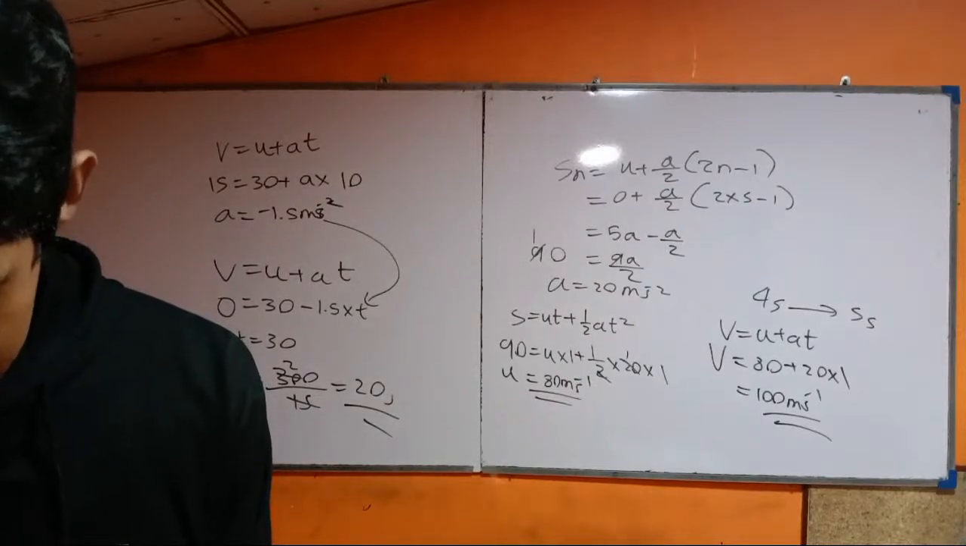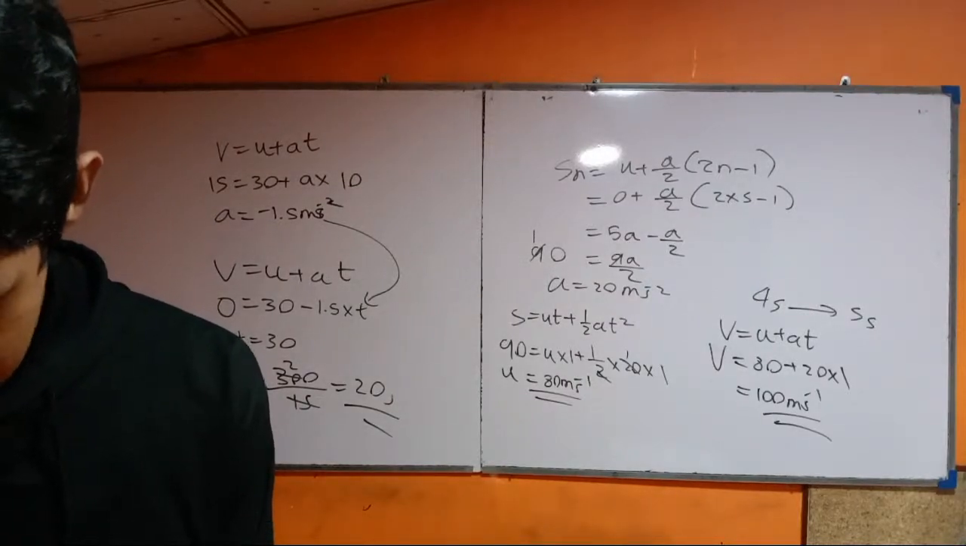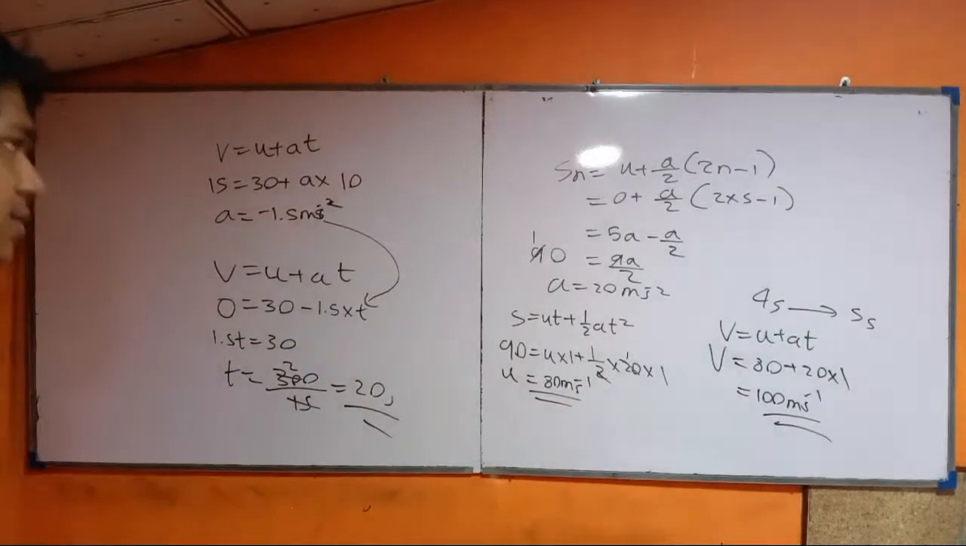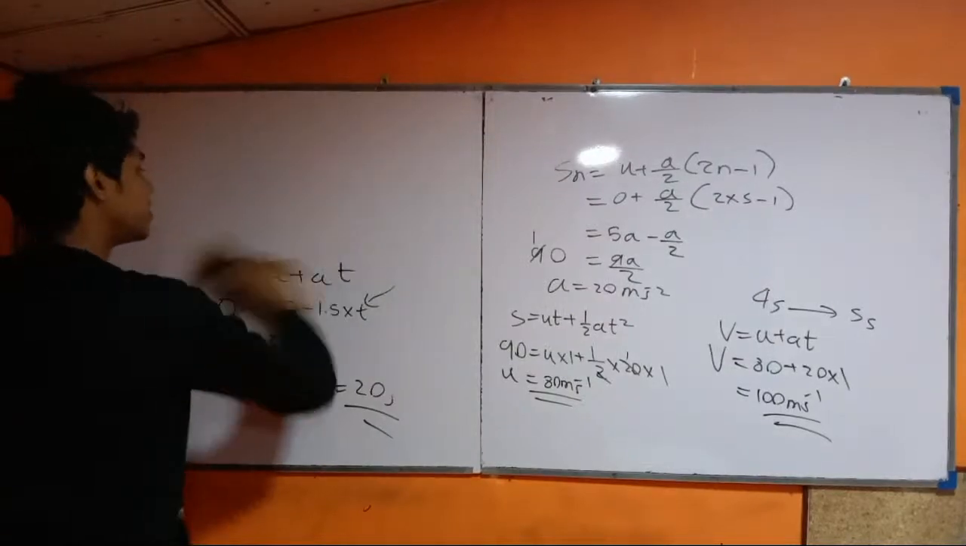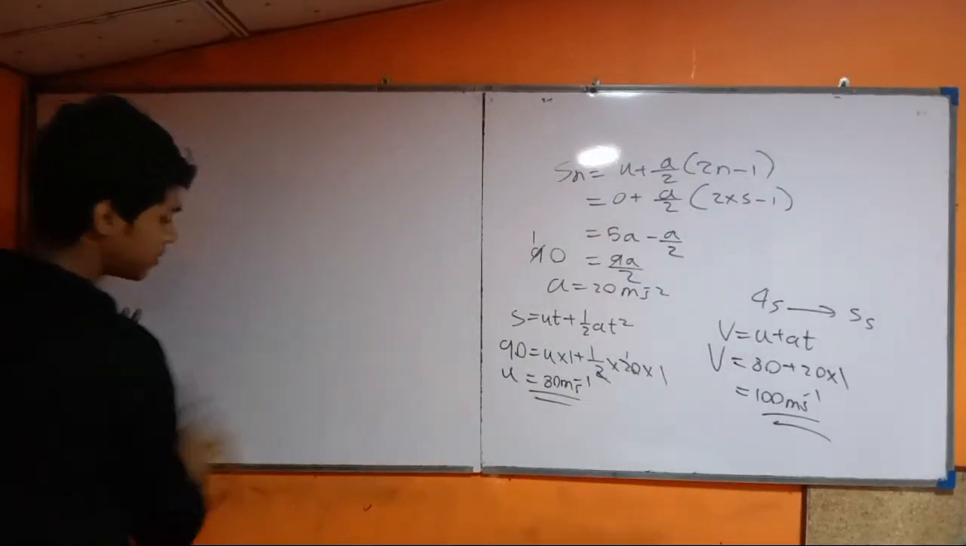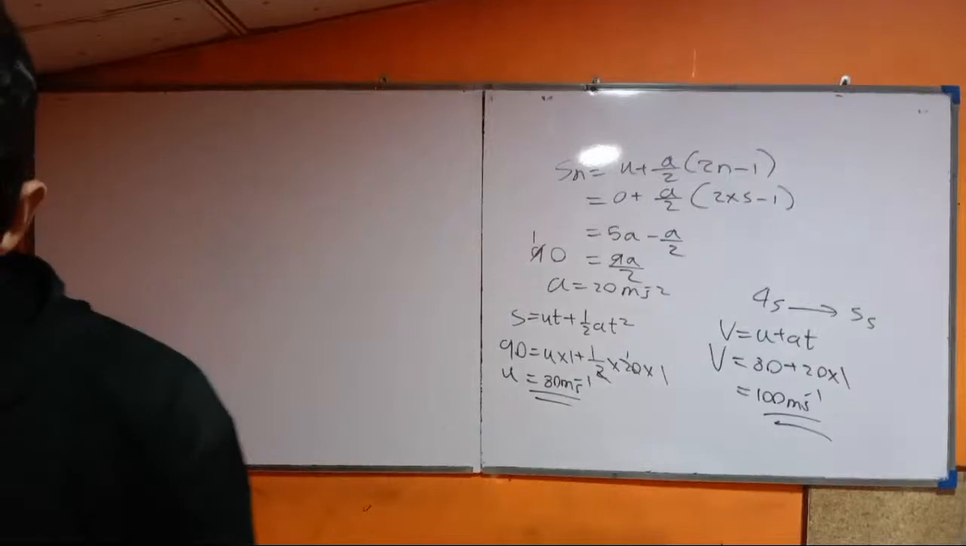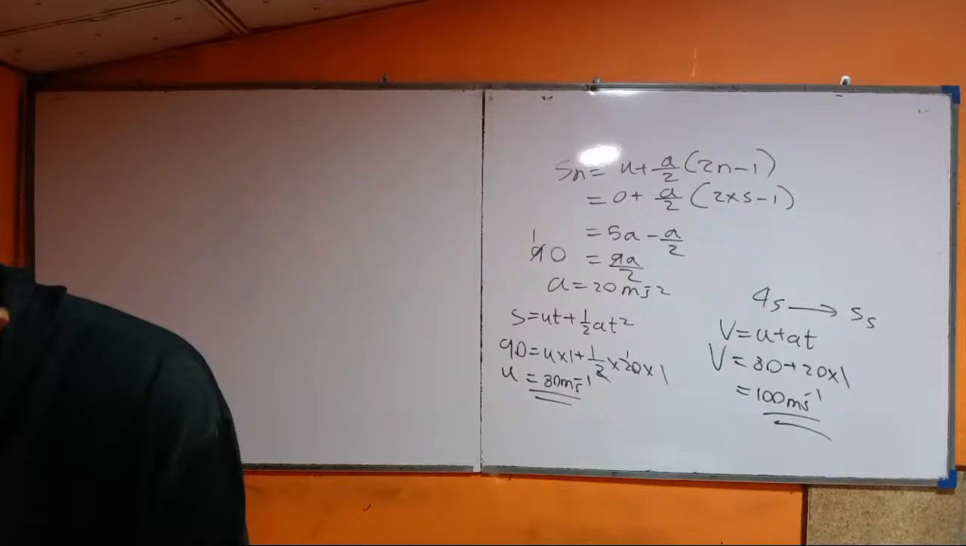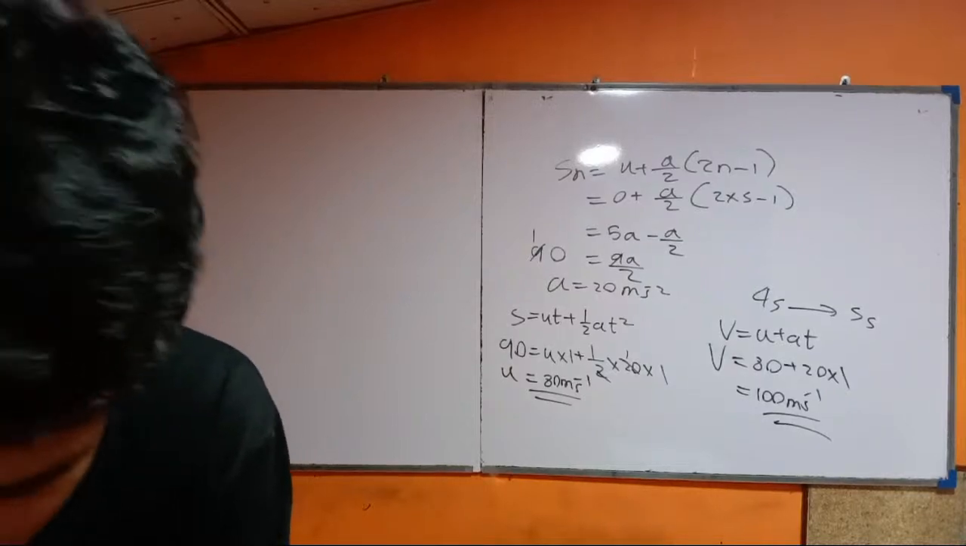Then question number 15. The reaction time of a driver is 0.5 seconds. After applying brakes, he can obtain a deceleration of 5 meters per second squared. When moving at a velocity of 20 meters per second, to avoid an accident, at what distance from the accident should he apply the brake?